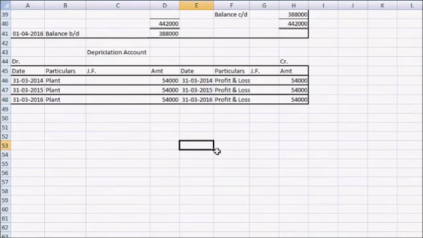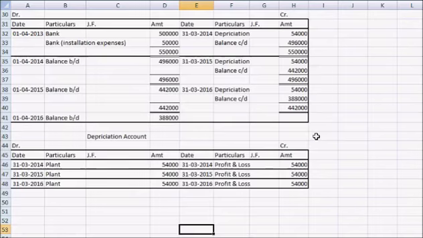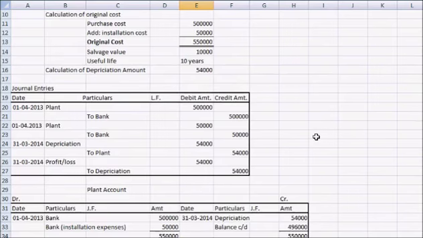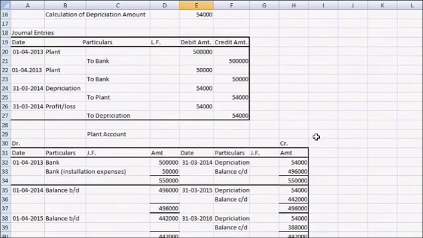This is all we have for this video. We have used straight line method for calculation of depreciation. In our next video we'll use written down value method.